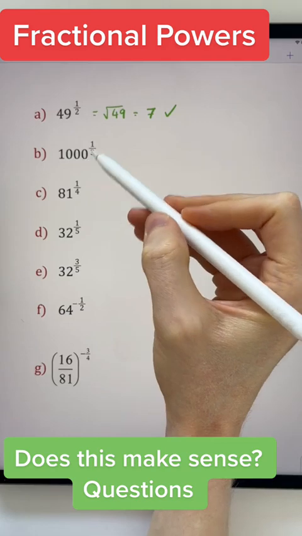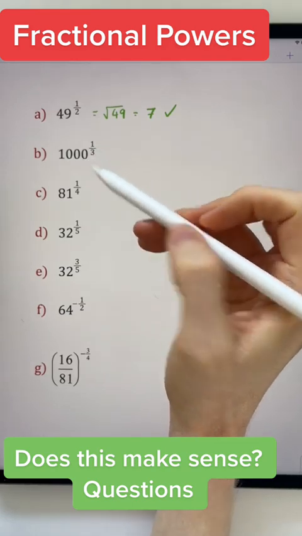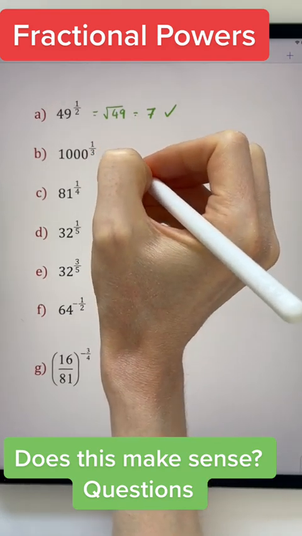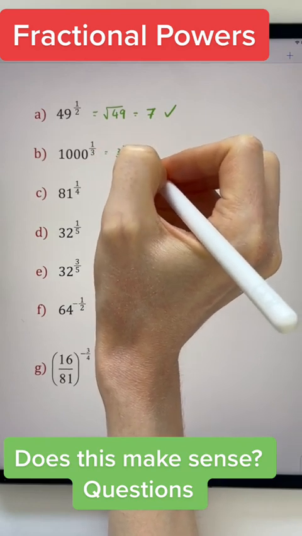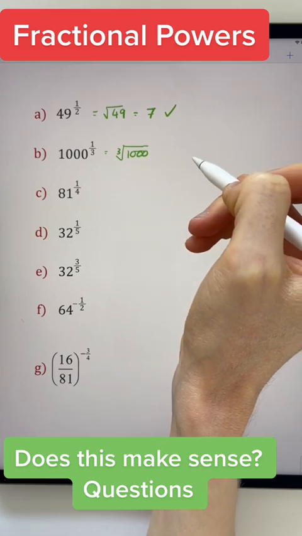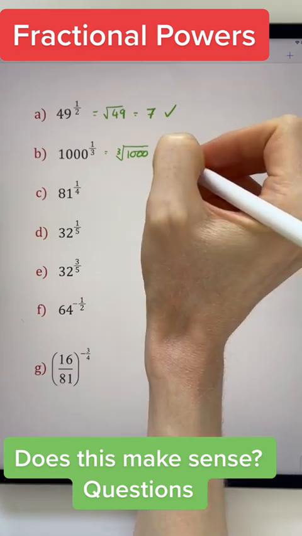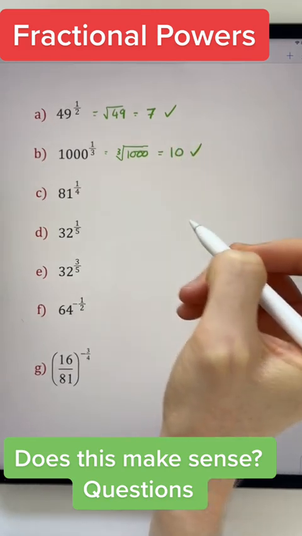Question 2, we have 1,000 raised to the power of a third. A power of a third means the cube root at the base. So in this case, we're doing a cube root of 1,000, i.e. what number times itself gives you 1,000, which in this case is 10.